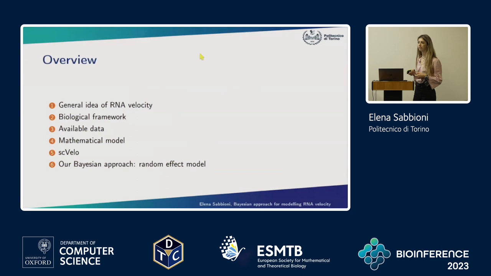Here we can see a brief overview of my talk today. I'll start giving you a general idea of what RNA velocity is. Then we'll move to the biological framework that is behind this work. I'll show you the data that are available for this type of problem. I'll introduce then the mathematical model behind RNA velocity, and then we'll move to the inference part. So I'll present briefly scVelo, that is one of the most important works in the RNA velocity literature, and then I'll show you our Bayesian approach.